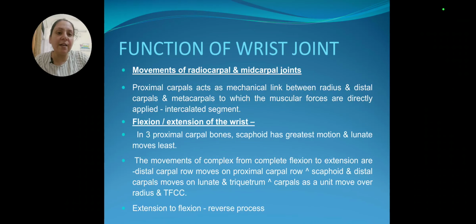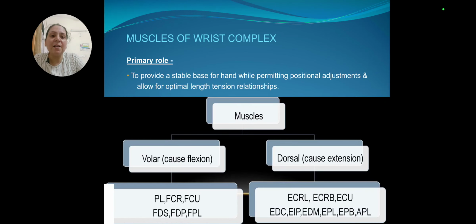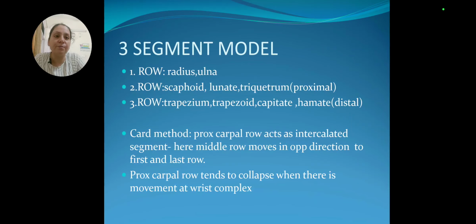I will be explaining this in detail. I have just read this slide, but I want to come to the last portion of the slide where I have explained it very well. Now for radial and ulnar deviation: in radial deviation, the carpus slides ulnarly over the radius with simultaneous flexion of the proximal carpal row and extension of the distal carpal row. The opposite occurs in ulnar deviation. In full radial deviation, both the radiocarpal and midcarpal joints are in close packed position, and the range varies according to wrist position. The muscles are divided into the volar, which cause flexion, and the dorsal, which cause extension.